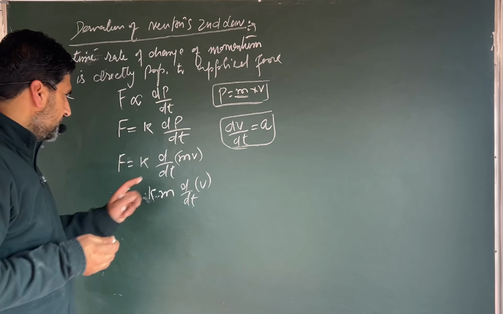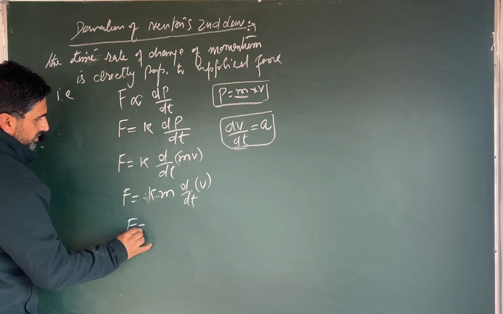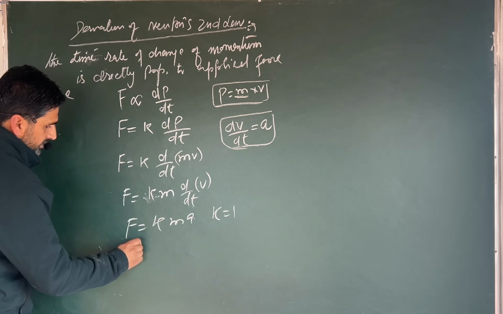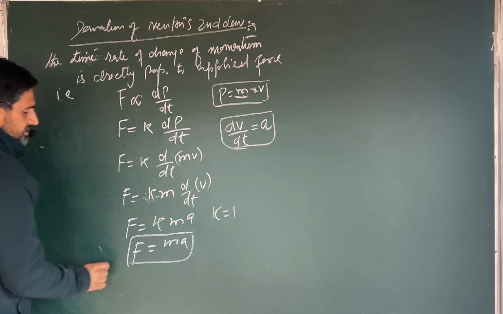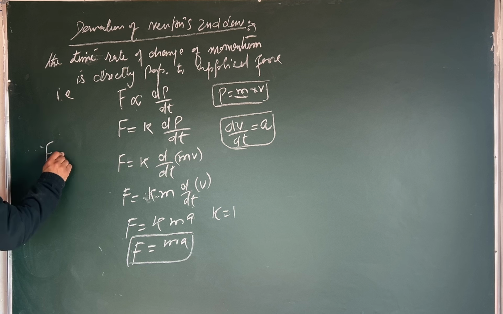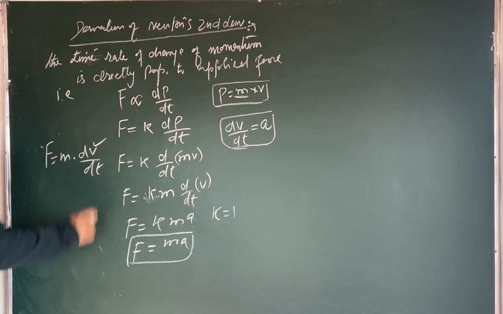So here this dv by dt is acceleration. So you can write F is equal to K constant into ma. Treating K is equal to 1, you get F is equal to ma. This is Newton's second law. Or you can write it F is equal to m into dv by dt. This is in terms of change in velocity. F is equal to ma.